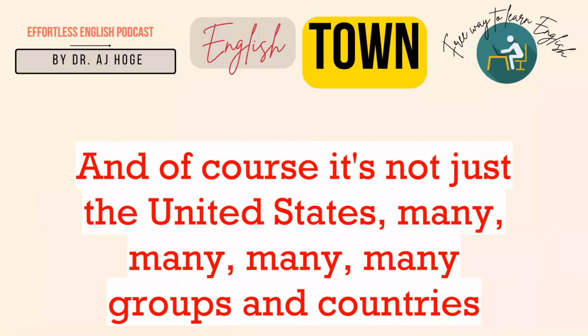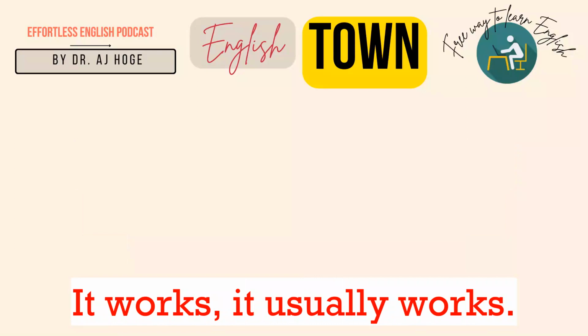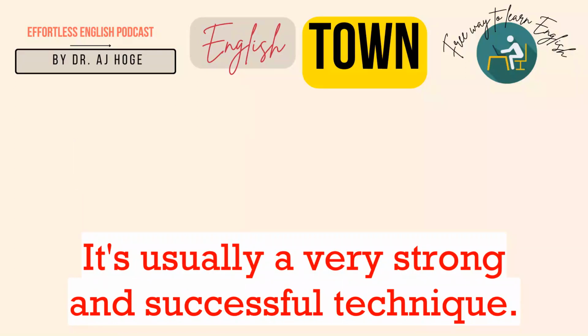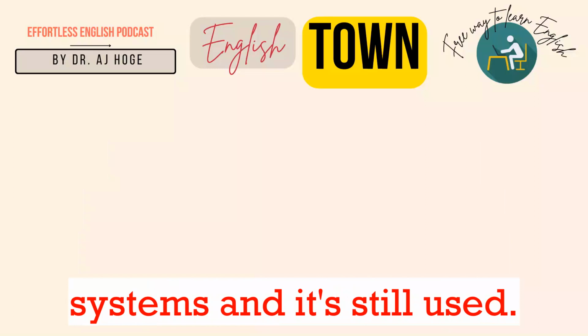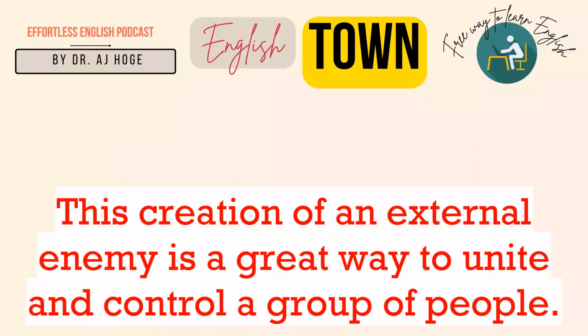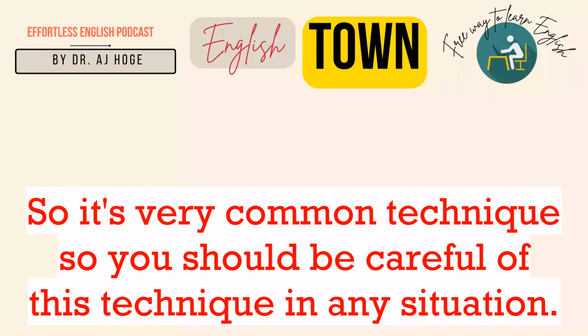Right? And of course, it's not just the United States. Many groups and countries have used this technique. Why? Because it works. It usually works. It's usually a very strong and successful technique. This is why you see it used through history by many different countries in many different systems, and it's still used. Okay, this creation of an external enemy is a great way to unite and control a group of people. So it's a very common technique, so you should be careful of this technique in any situation.